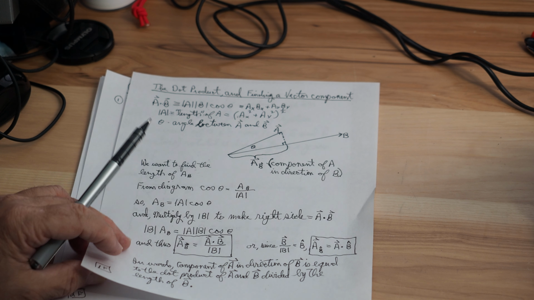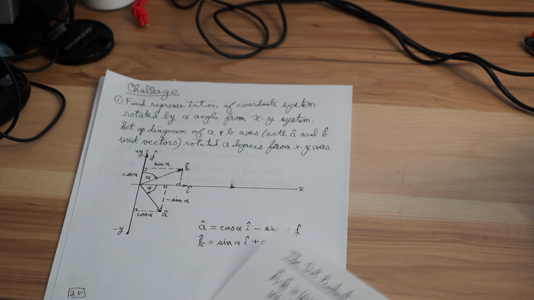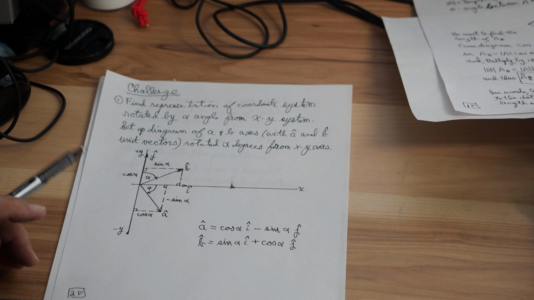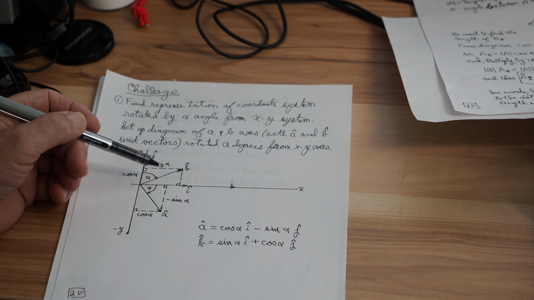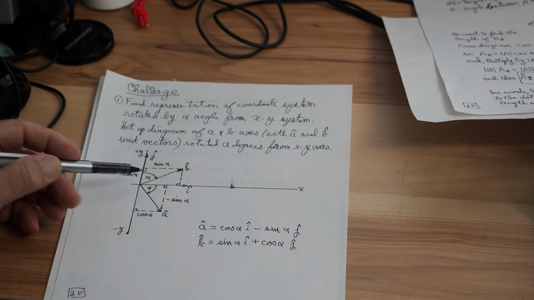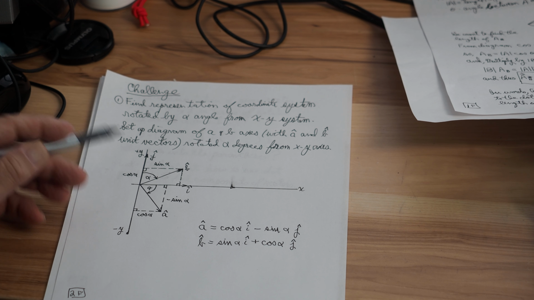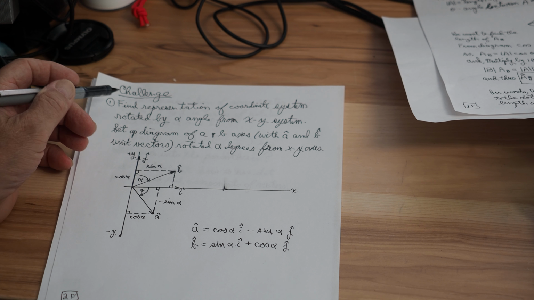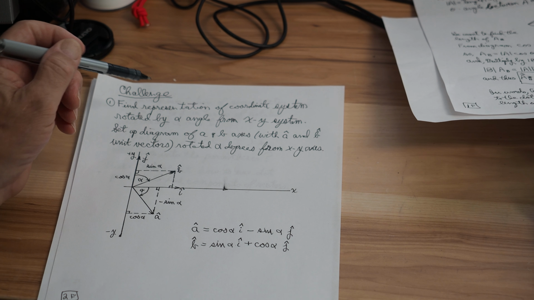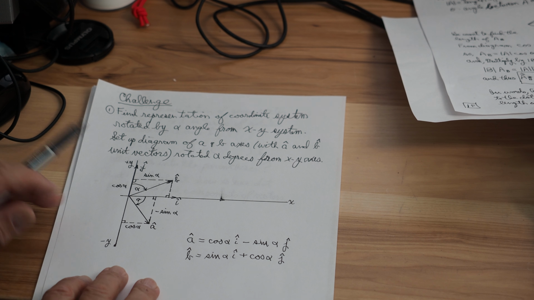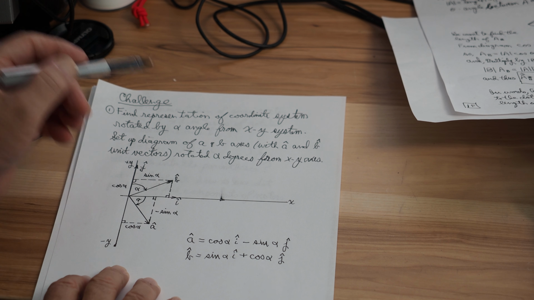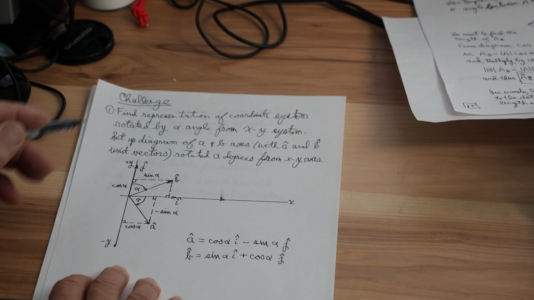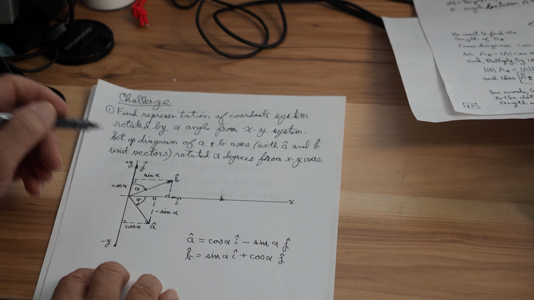That's a very important technique which we can use in finding ways to represent things with different coordinate systems. So first, we start by finding a representation of a coordinate system that is rotated by an angle alpha from the xy system. So we have to set up the diagram, and here we've set up the diagram.